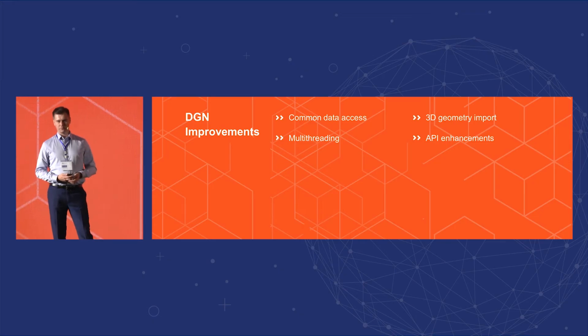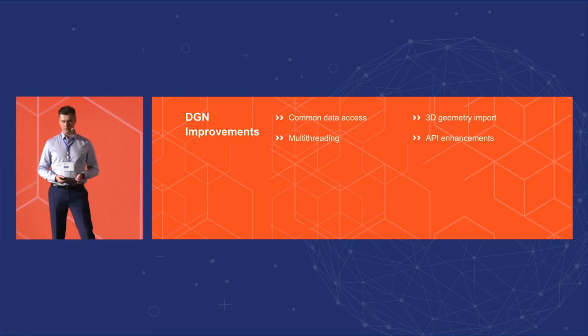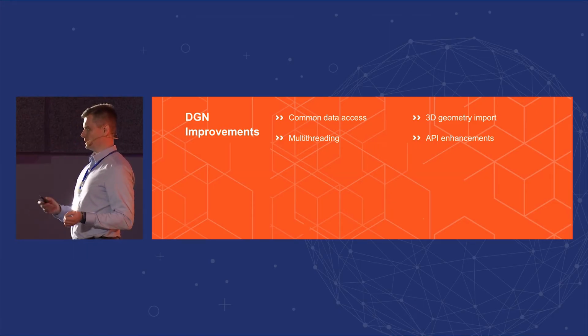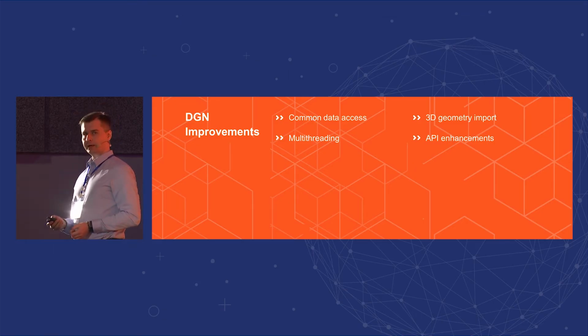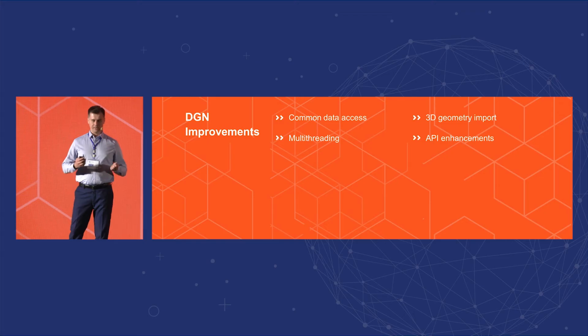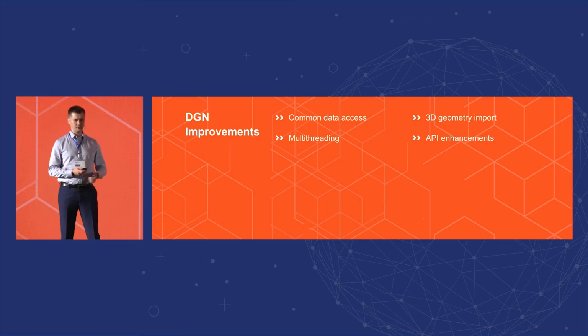We also make improvements to formats like DGN, which is tightly connected with DWG, and a set of improvements was introduced for this format as well. Common data access is also being implemented for it. Multi-threaded support for loading and for visualization has been done, along with API enhancements and, what I think is probably more interesting, the import of DGN data to DWG. The 3D geometry import was improved, and now we have no need to decrease the complexity of the 3D objects that are being imported to DWG.